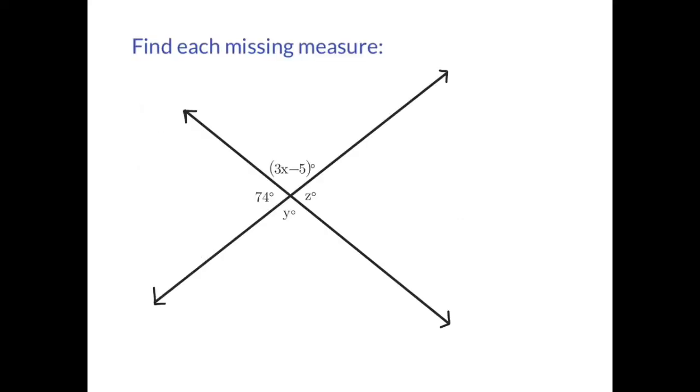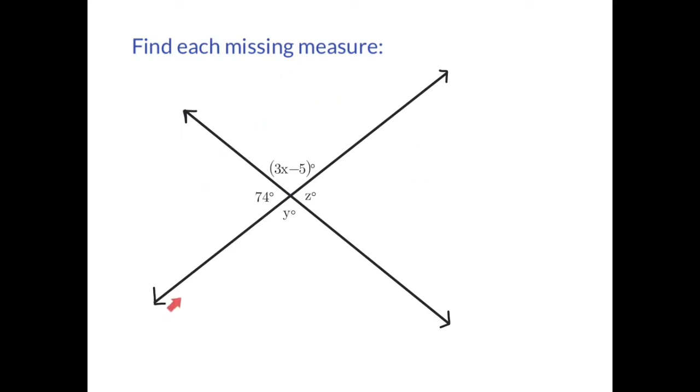Welcome to the video, just to go over a couple more examples for angle relationships. The examples in this video are pretty much going to be asking the same thing, to find each missing measure. It's just going to be changing what information you are given.